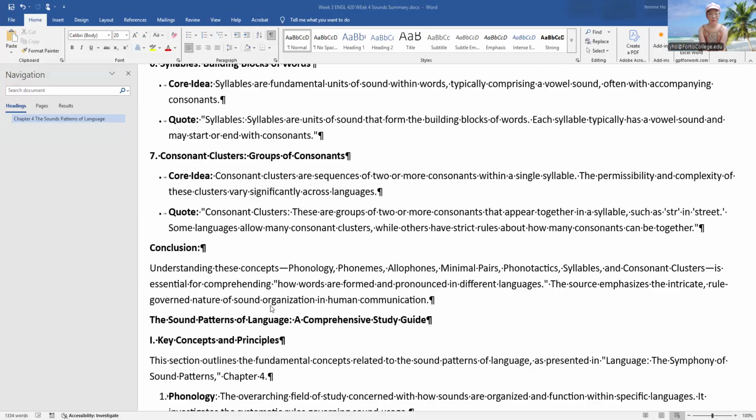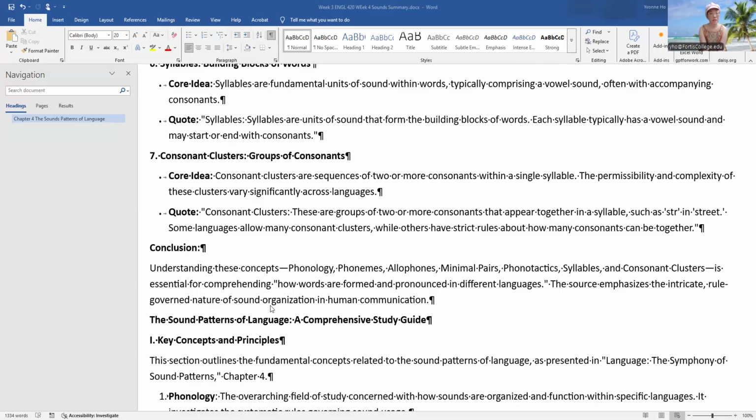So consonant clusters. Did I just do that? No. Okay. So consonant clusters are sequences of 2 or more consonants within a single syllable. The permissibility and complexity of these clusters vary significantly across languages.